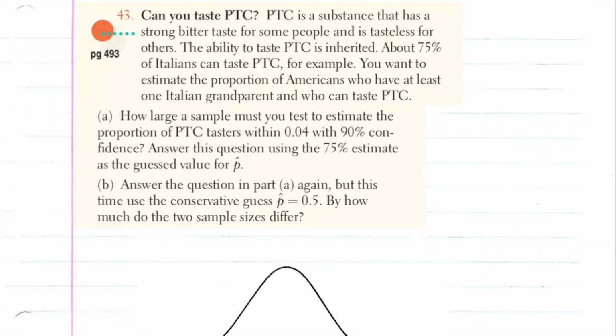PTC is a substance that has a strong bitter taste for some people and is tasteless for others. The ability to taste PTC is inherited. About 75% of Italians can taste PTC. For example, you want to estimate the proportion of Americans who have at least one Italian grandparent and who can taste PTC. How large a sample must you test to estimate the proportion of PTC tasters within 0.04 with 90% confidence? Answer the question using the 75% estimate as the guess value for the sample proportion.